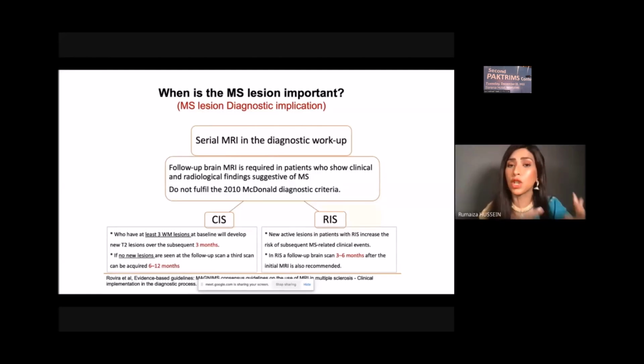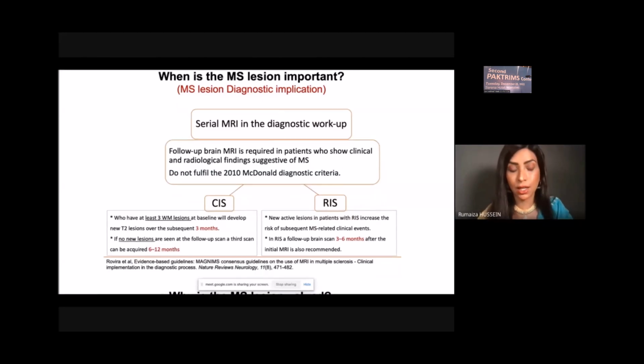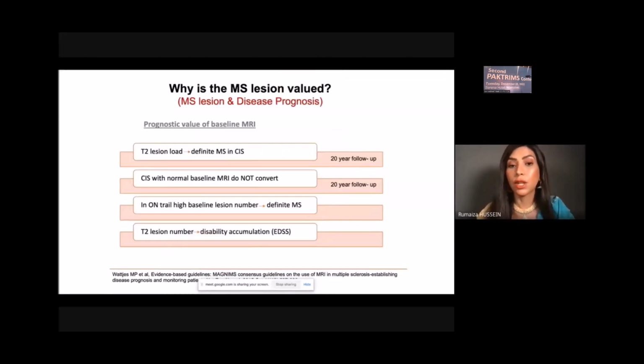So the serial imaging will be helpful in terms of cases like RIS and CIS. Another important implication for the MRI is in the prognosis of the disease. In terms of CIS, whenever there is a high T2 lesion load, there will be a risk of definite MS after a diagnosis with CIS. This is a 20-year follow-up. In CIS with normal baseline MRI, they do not convert, and this is again a 20-year follow-up.